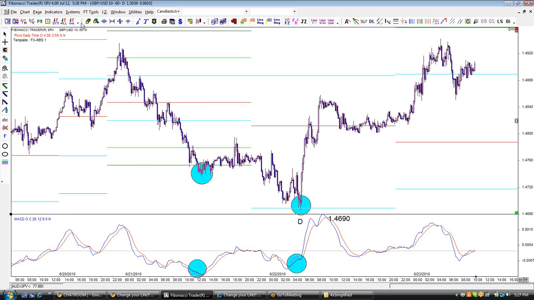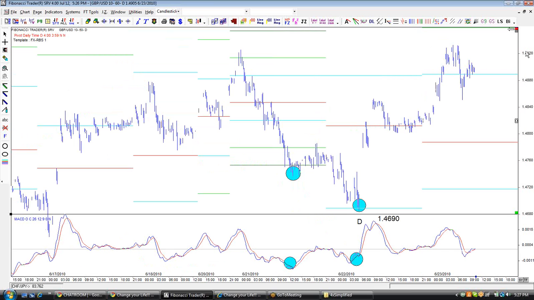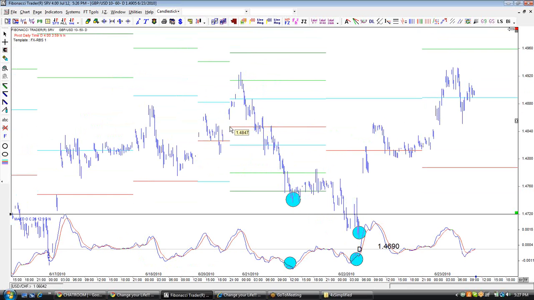Now, I will explain what all those colored lines mean. You can see that we have one red pivot in the middle, and we have a sky blue, light green, dark green, and we also have the same on the bottom. Well, the light blue is resistance 1, then we have resistance 2, resistance 3. Below the middle pivot we have support 1, support 2, support 3.